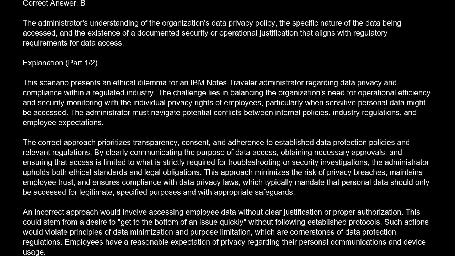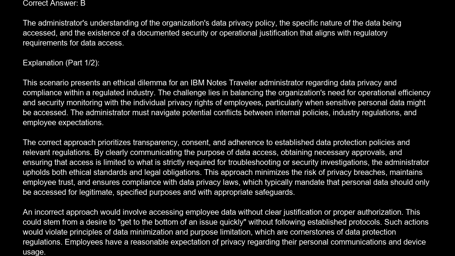The correct approach prioritizes transparency, consent, and adherence to established data protection policies and relevant regulations by clearly communicating the purpose of data access, obtaining necessary approvals, and ensuring that access is limited to what is strictly required for troubleshooting or security investigations. The administrator upholds both ethical standards and legal obligations. This approach minimizes the risk of privacy breaches, maintains employee trust, and ensures compliance with data privacy laws, which typically mandate that personal data should only be accessed for legitimate, specified purposes and with appropriate safeguards.